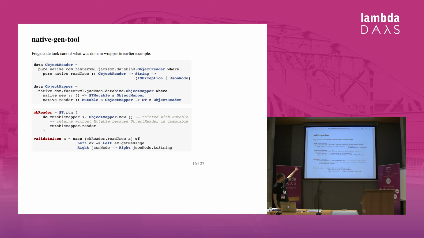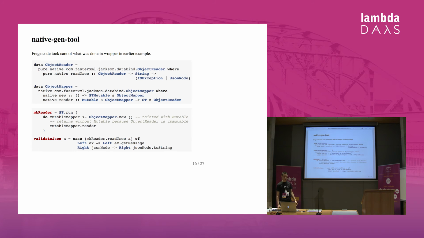These are the most interesting parts of these auto-generated and then cleaned-by-myself native declarations. So there is this ObjectMapper, which is mutable, and ObjectReader, which is immutable. So it will be quite easy to use.